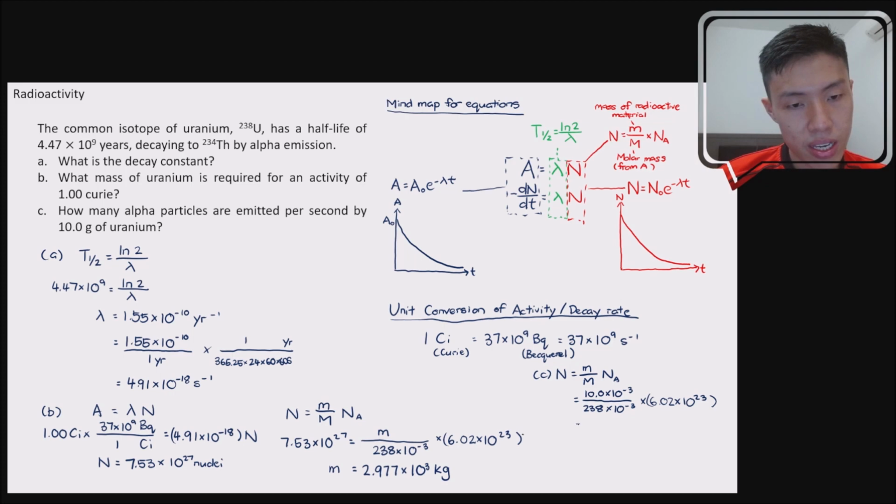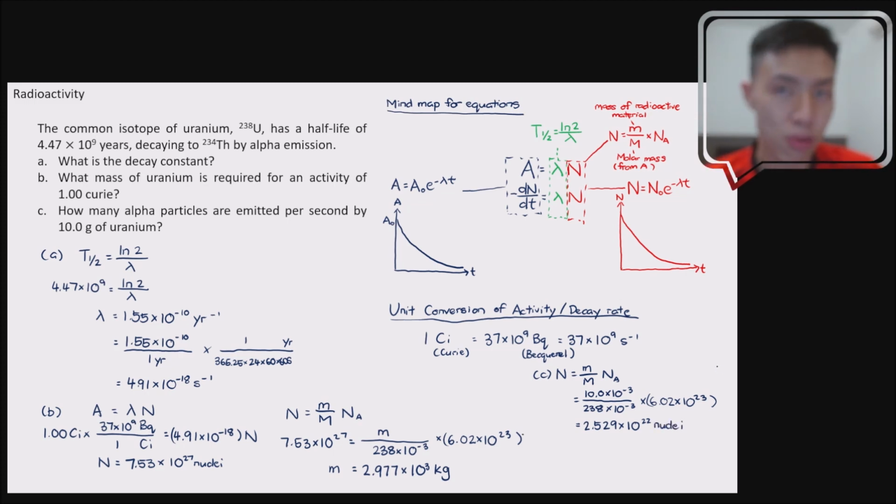From here I can determine the number of radioactive nuclei to be 2.529 times 10 to the power of 22 nuclei. So this is how many uranium-238 nuclei I have if I have 10 grams of uranium. It's quite a lot of nuclei actually, but that is not where we should stop. We are asking for how many alpha particles are emitted, or we are looking for activity. So we have to proceed to use this equation to determine activity.